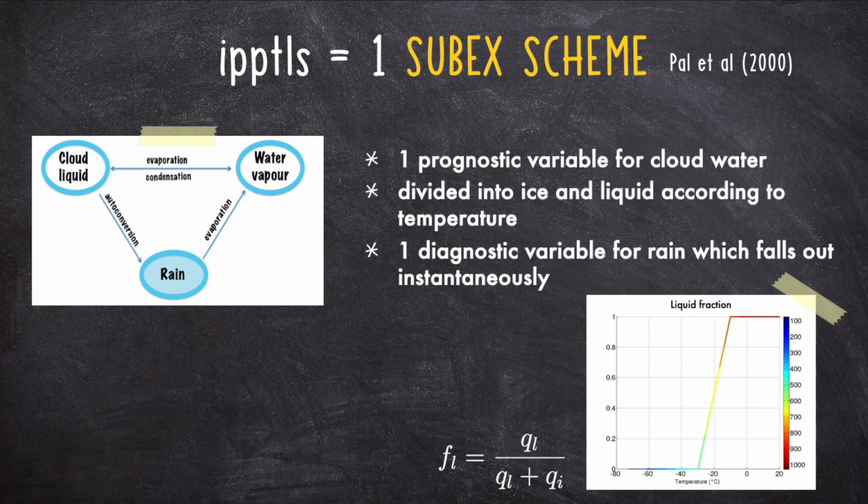It divides ice and liquid according to the temperature, and it has one diagnostic variable for rain, which falls out instantaneously. At the bottom we see the liquid water fraction with colored dots representing data from different level pressures. So in red we have the surface, and in blue we have the top of the troposphere.